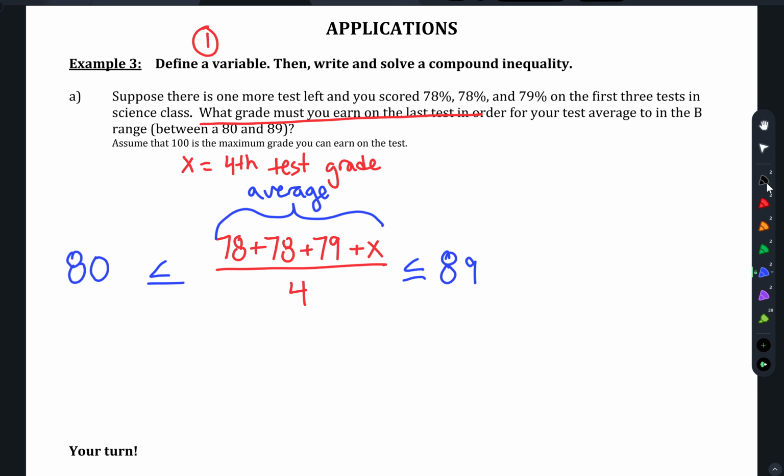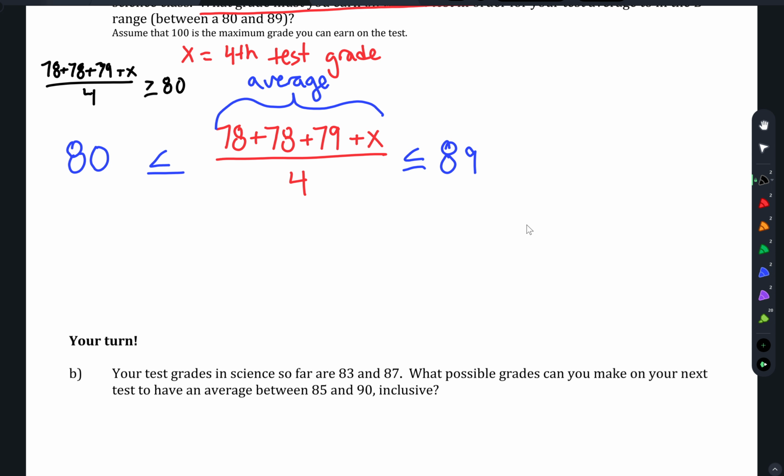If you wanted to write these out as 2 separate problems, this left side here would look like 78 plus 79 plus X over 4 is greater than or equal to 80. I'm writing it as one big long compound inequality just so we can solve this.